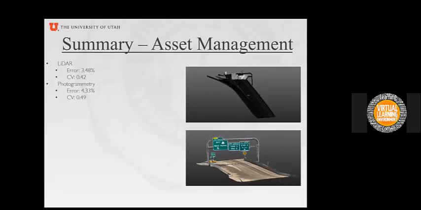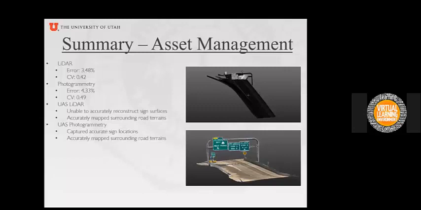Our UAS LiDAR was unable to accurately reconstruct sign surfaces, but it accurately mapped the surrounding terrain. On the other hand, photogrammetry could map the sign locations and show the signs, but it also accurately mapped the surrounding terrain. There was only a 0.85 difference between measured errors for both technologies, LiDAR and photogrammetry, which is pretty great considering the price difference between the two technologies.